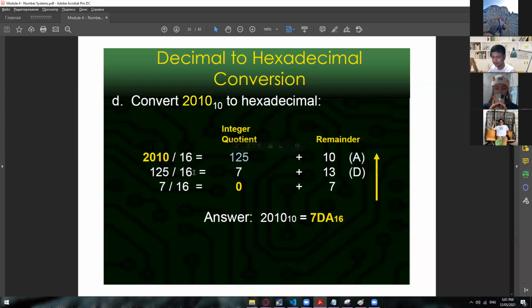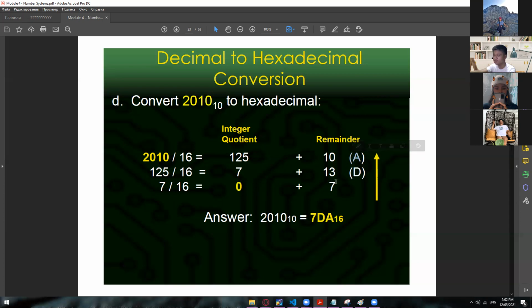So 125 divided by 16 will give us 7.8125. So 7 for the integer quotient, and then 0.8125 times 16 gives the remainder 13. In hexadecimal, 13 is equivalent to D. And then 7 divided by 16 cannot be done, so just put 0 here, and whatever is the final value, just put it here as your remainder. Since your integer quotient is already 0, you can now start reading your remainder from bottom to top. So 7, D, and then A.